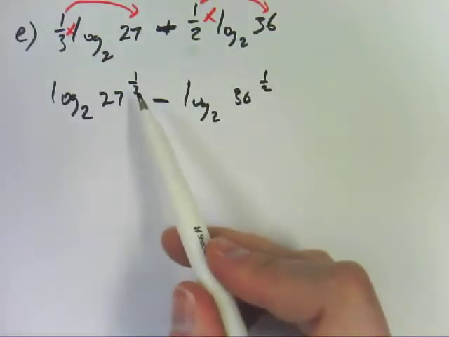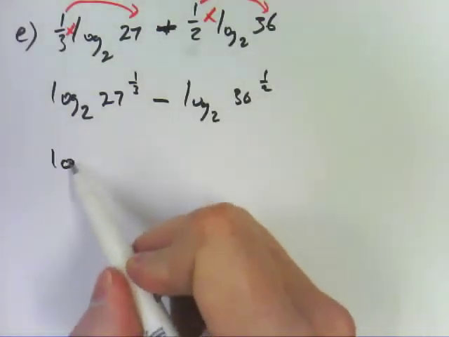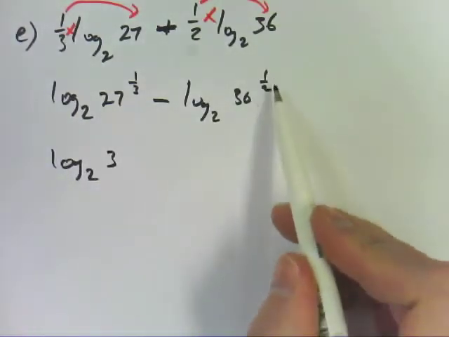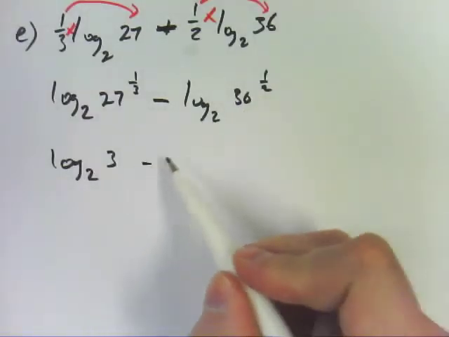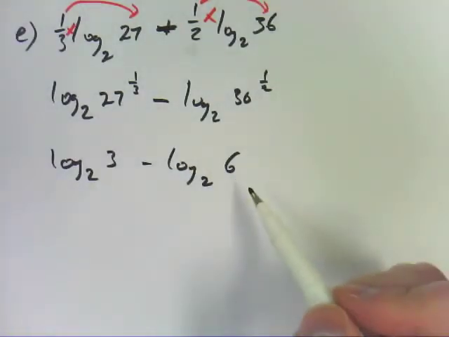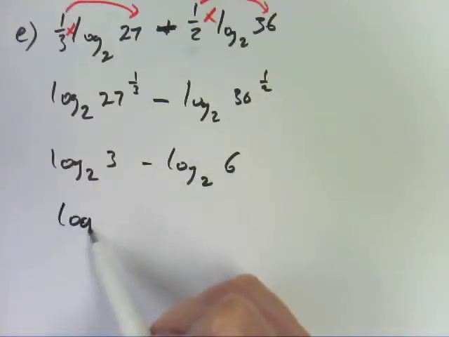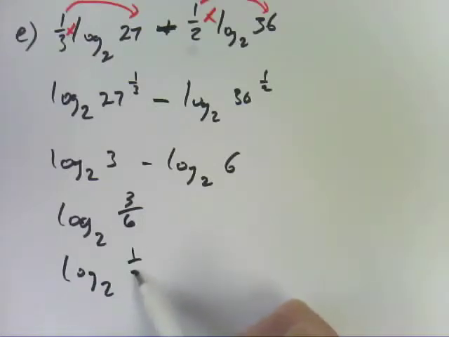Now, to the 3rd means what? Cube root. So what's the cube root of 27? And what's 1/2 mean? It's the square root of 36. Now what do I do? Divide. So log 2 3 on 6, log 2 1 on 2. And do I need to go any further? No, we can stop there. Does that make sense?